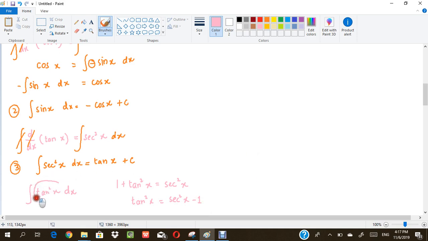So I can replace my integrand here with sec squared x take away 1. Sorry, take away 1, dx. And this obviously can be written as the integral of sec squared x dx take away the integral of 1 dx. Sorry, I'm making this error time and again. So this becomes tan x, take away x, add c. Therefore, the integral of tan squared x dx is going to be this.